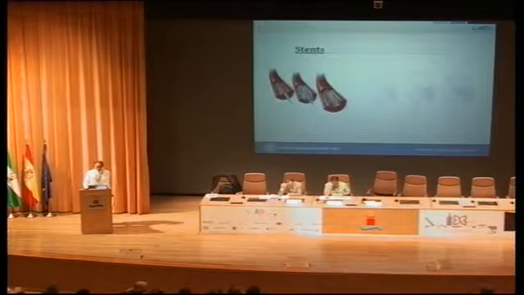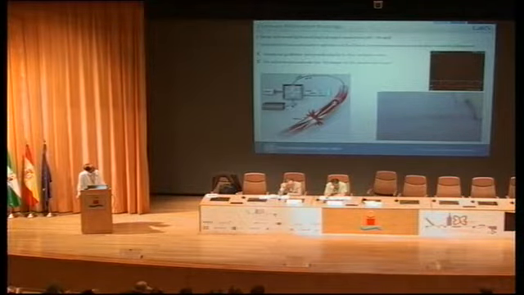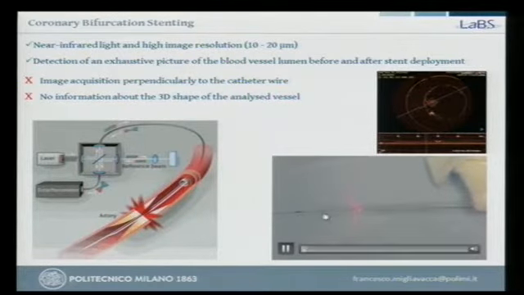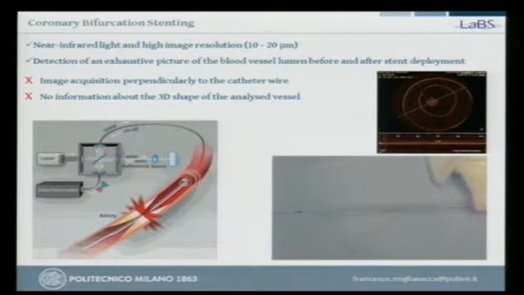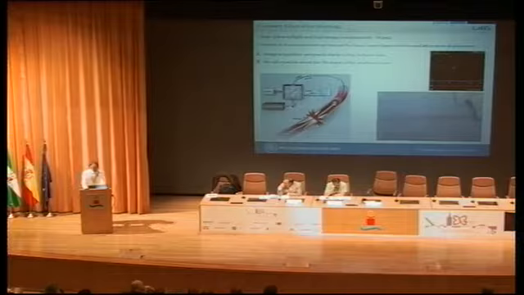The last example is related to coronary stents. Here you can see in this slide an experimental part of the OCT, which is Optical Coherence Tomography, which uses near-infrared light and has a high resolution, up to 10-20 microns. This technique allows an exhaustive picture of the blood vessel lumen before and after the stent deployment, and it's really powerful for small vessels.